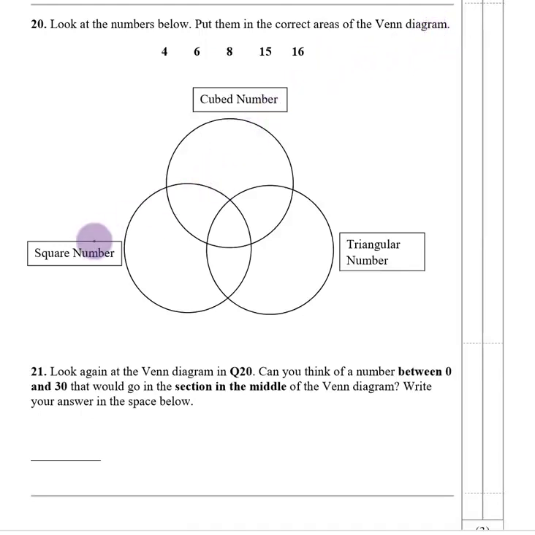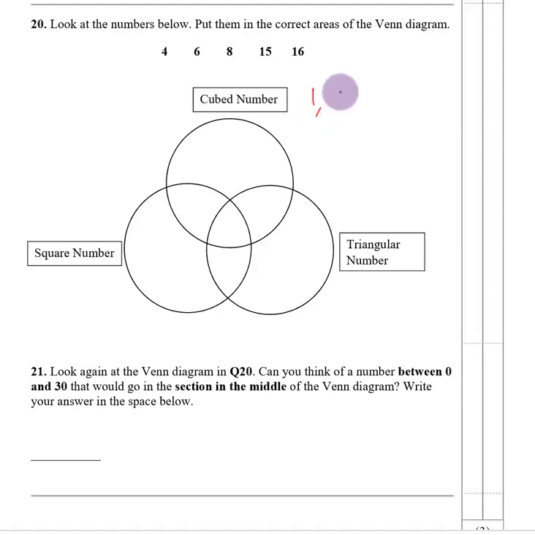So you've got cube numbers, square numbers, triangular numbers, and then obviously the intersections are where that might be both. So here you would have triangular and cubed, for example. Now, the easiest thing I think to do for this is, we've only got numbers up to 16, so it's not massive. So I'm going to write down the numbers that relate to this, and then just not beyond 16, so that then I can just slot them in easily.